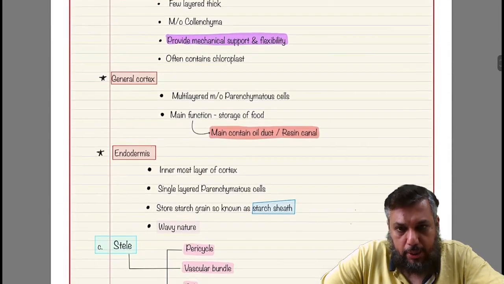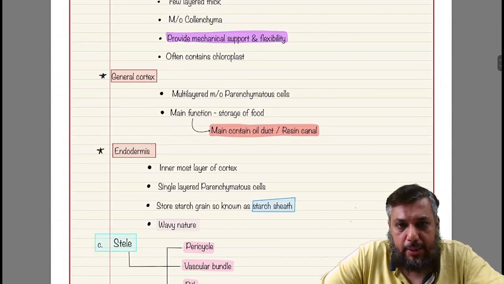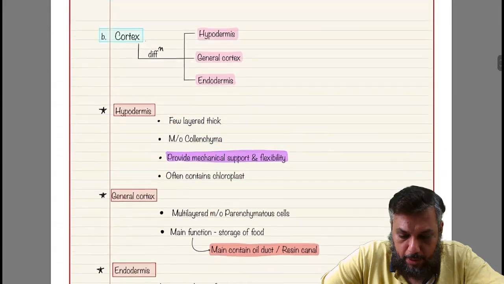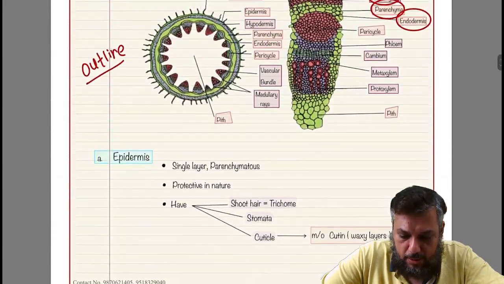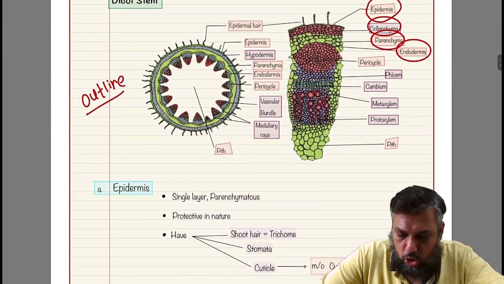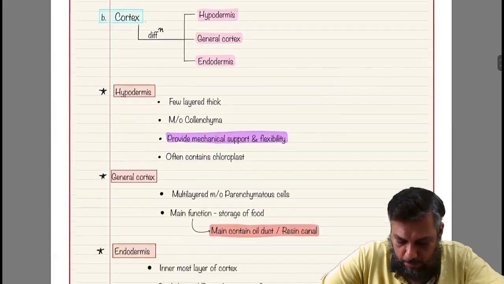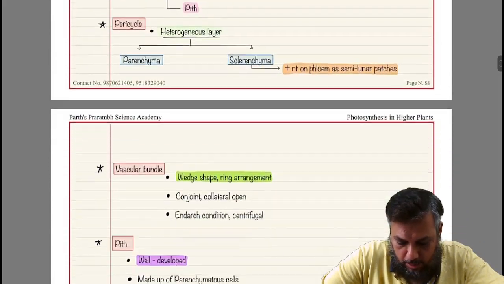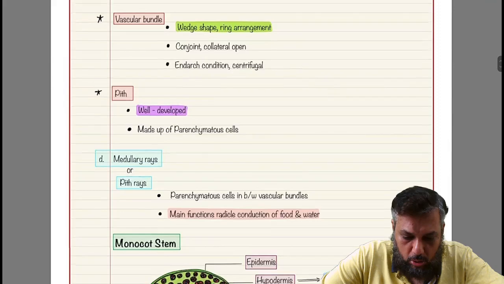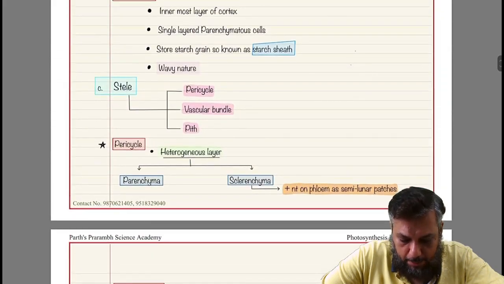Followed by the general cortex. The general cortex is multi-layered, and the main function of the general cortex is to store food. In some stems, like in the sunflower stem, it can show the presence of a resin duct or an oil duct. Okay, अगर सनफ्लावर स्टेम का अगर देखेंगे टीएस तो वहां पे आपको एक रेजिन डक्ट भी मिलता है.